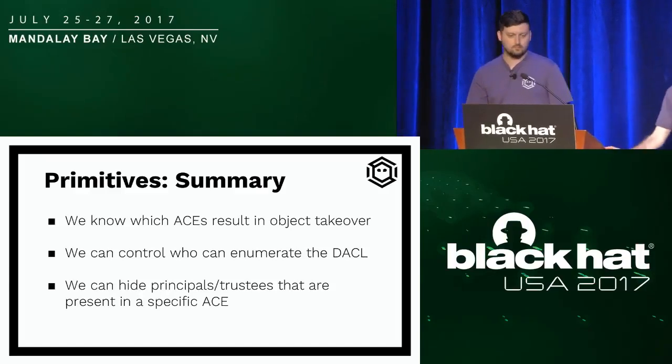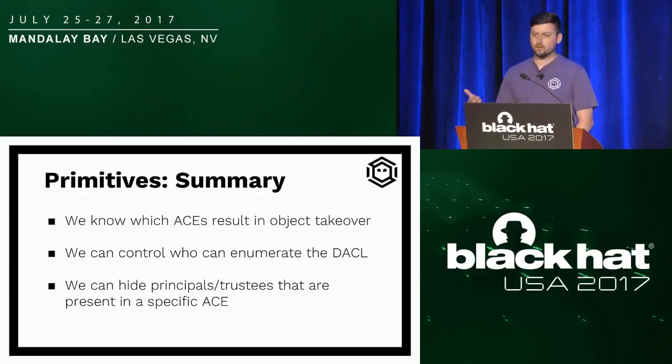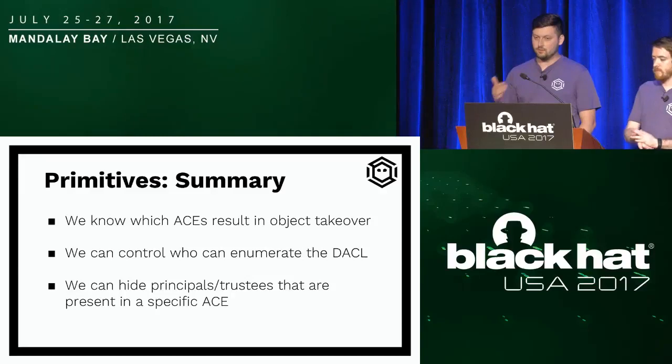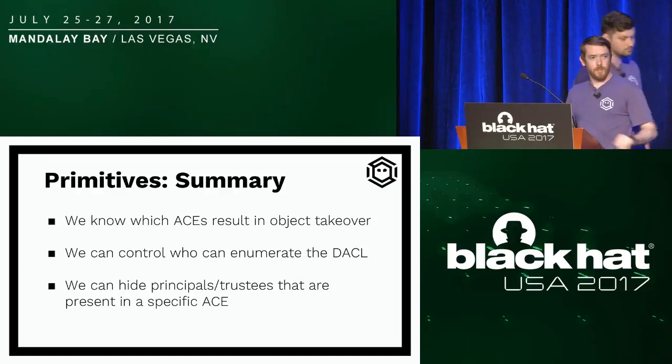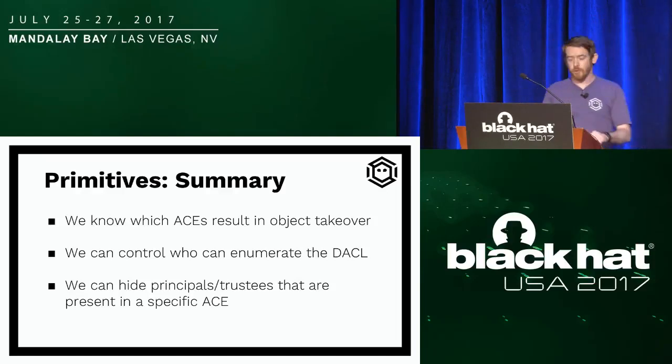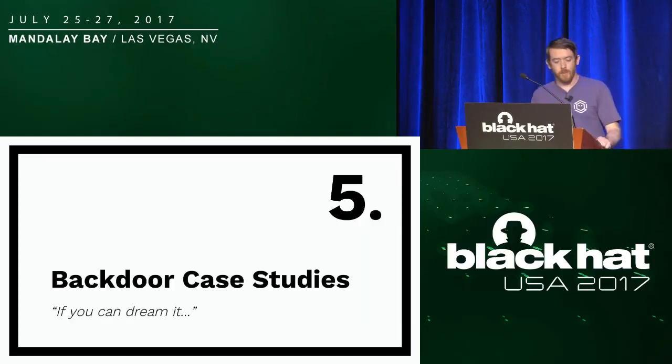To sum that up, we know how we can take over other objects in Active Directory by abusing ACEs. We know that we can control who can enumerate the DACL to find these backdoors that we're putting in. And we know that we can hide the principals that we're backdooring or otherwise from easy identification by defenders. Okay, that's all the background, all the Lego pieces we're going to put together. So remember, if you can dream it, these are the 5. We're going to go over 5 case studies that we came up with.